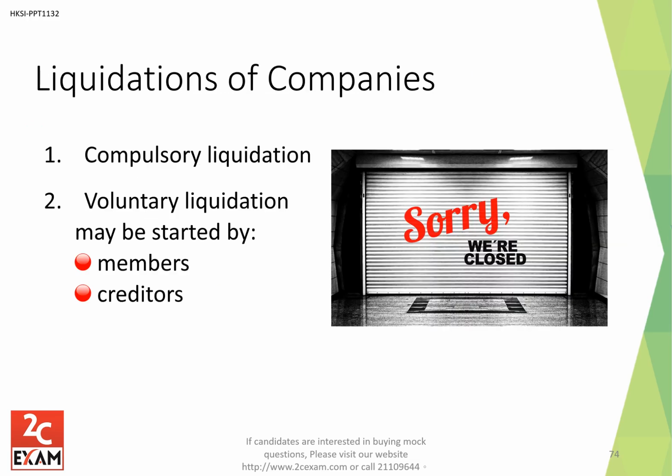There are mainly two ways for a company to liquidate. The first one is called compulsory liquidation, and the second one is called voluntary liquidation. For voluntary liquidation, there are two types: members' voluntary winding up and creditors' voluntary winding up. In the following sections, I will explain in detail.